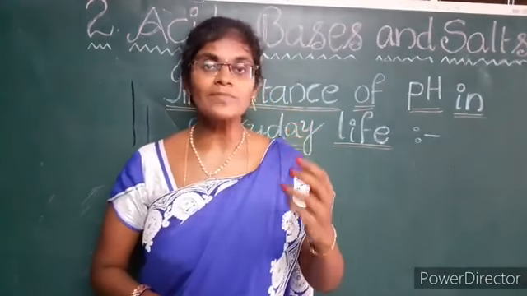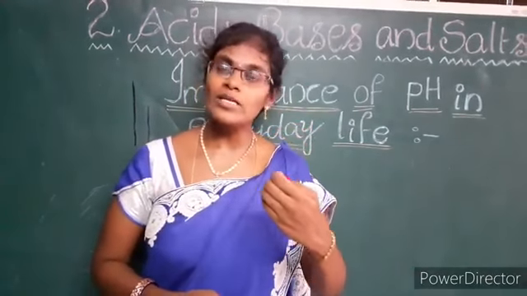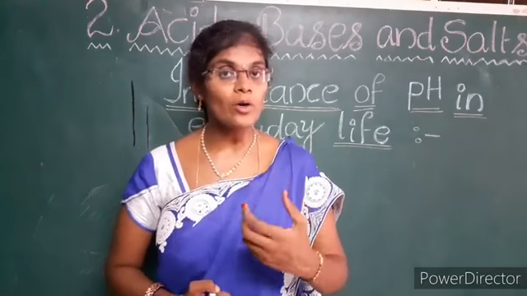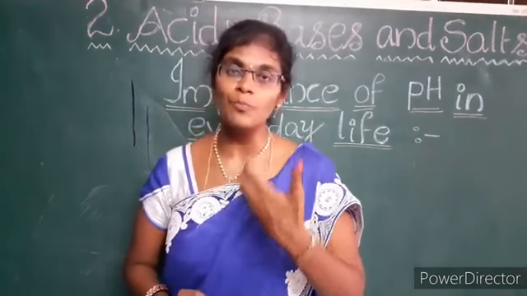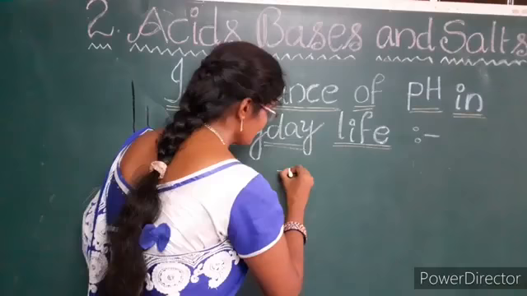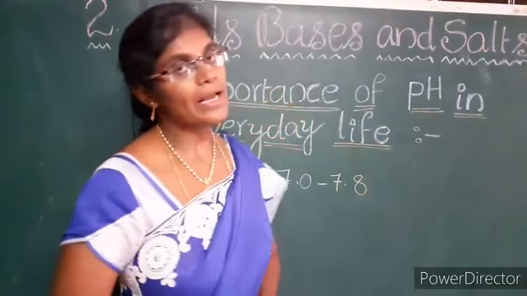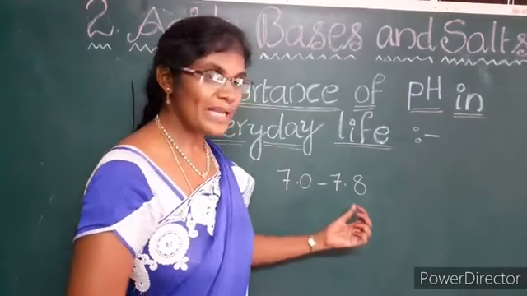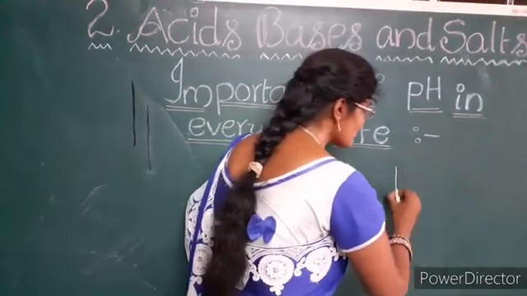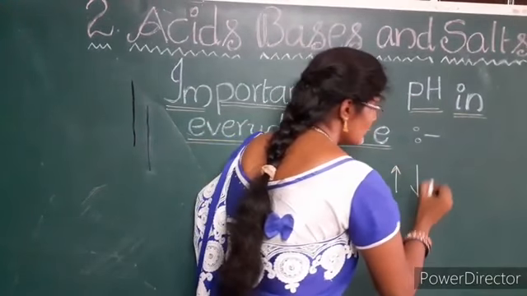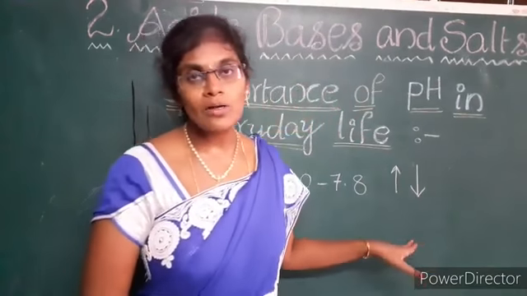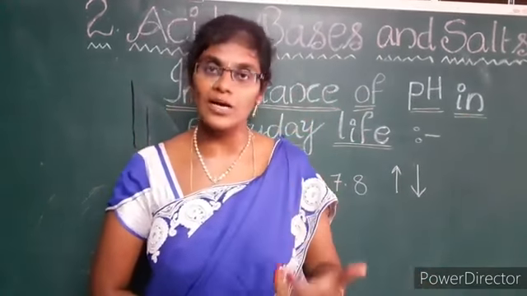Living organisms work within a narrow range of pH. Our body also works within the narrow pH range of 7.0 to 7.8. If the pH value either increases or decreases, living organisms find it difficult to survive.